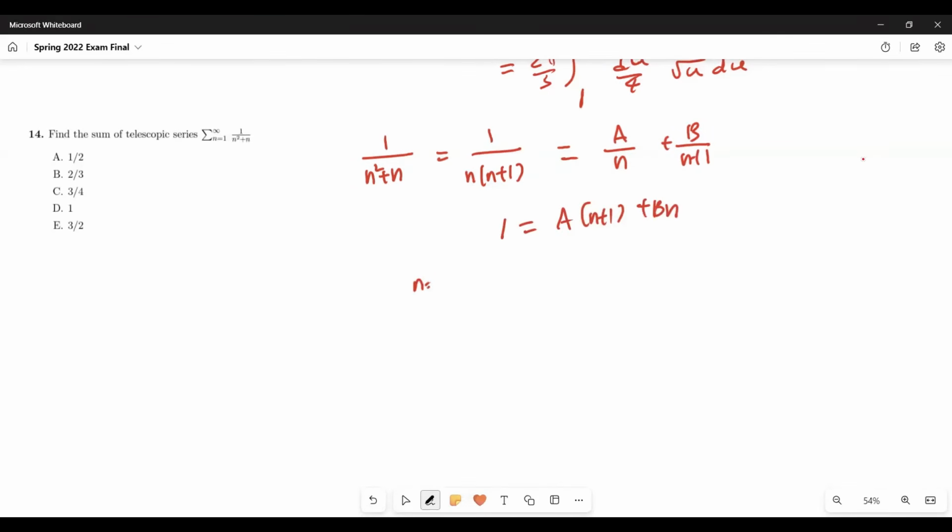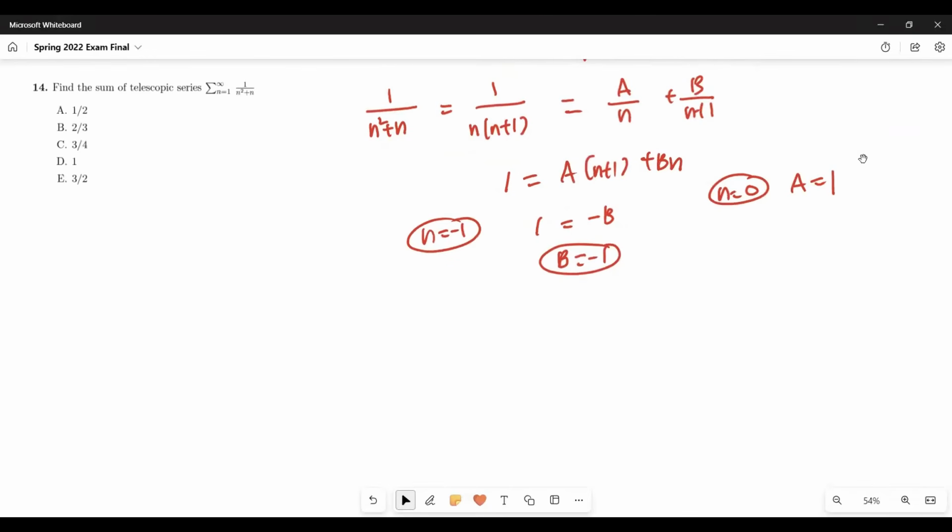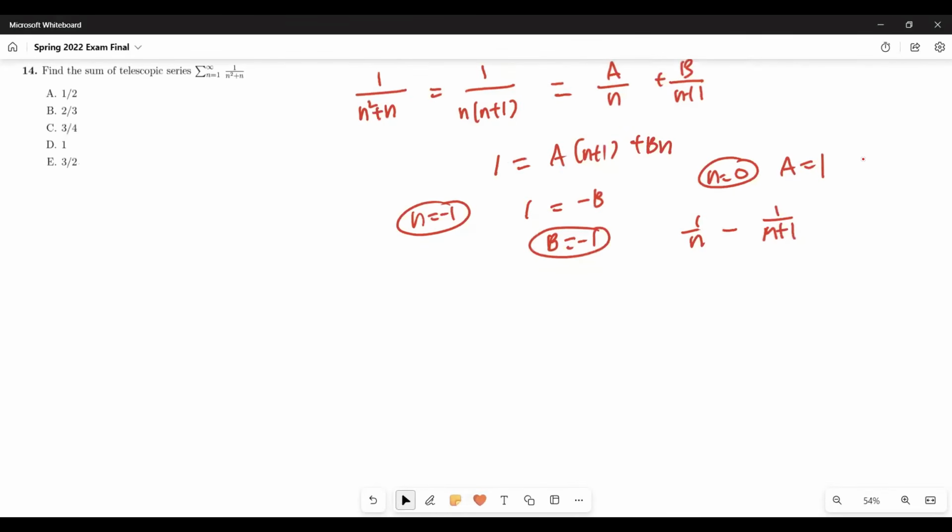So plug it in: n equals negative 1. That becomes 1 equals negative b, so b is equal to negative 1. n equals 0 makes a equal 1. So we have the function 1 over n minus 1 over n plus 1. Now let's plug it in and see the pattern.